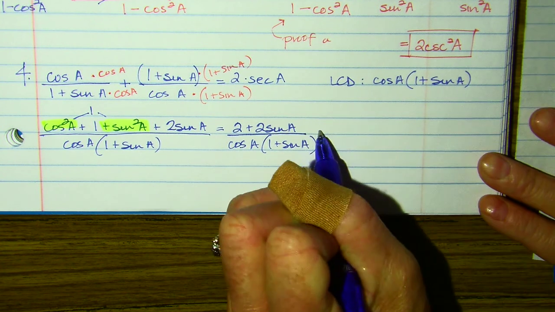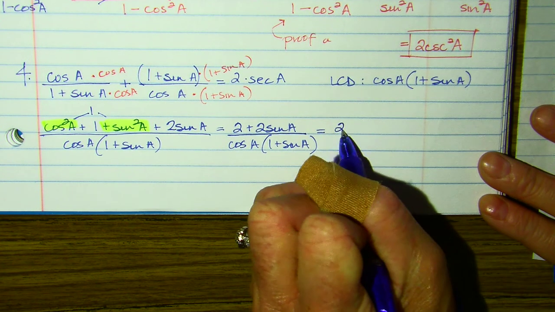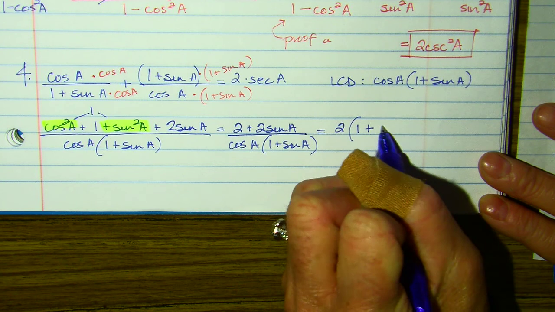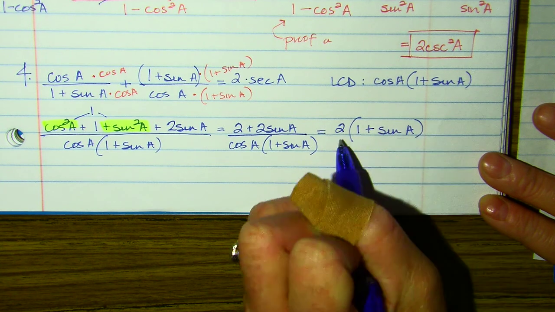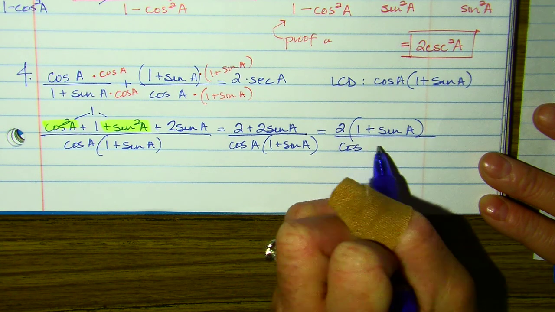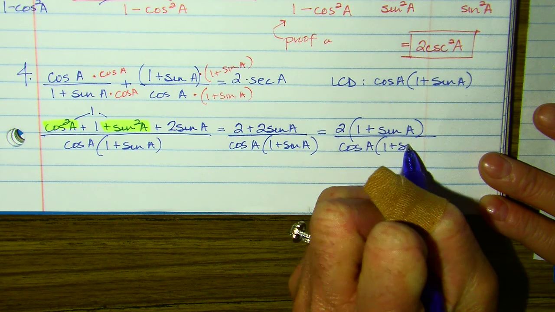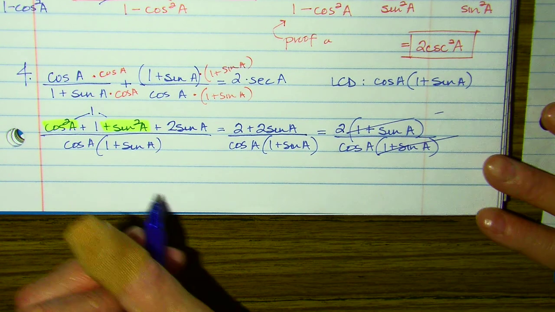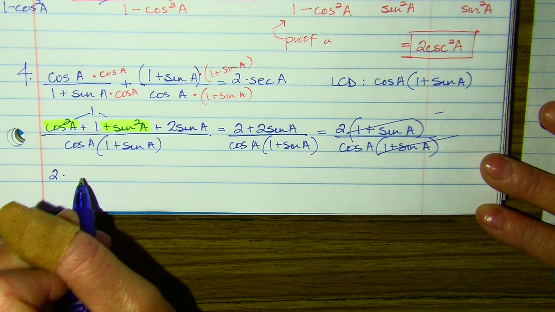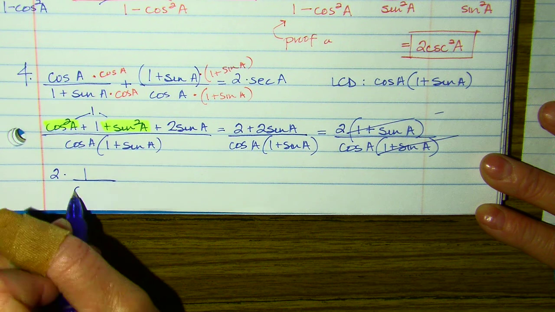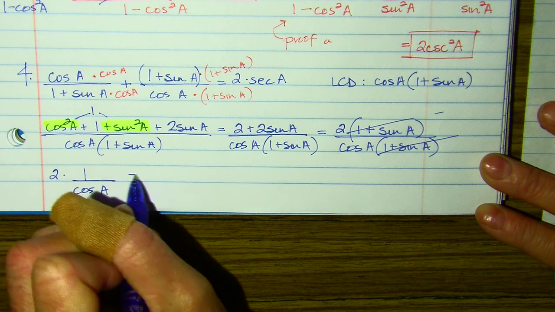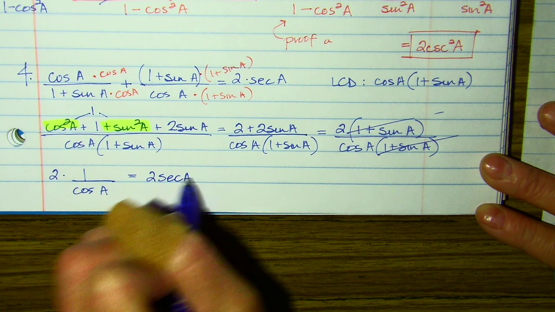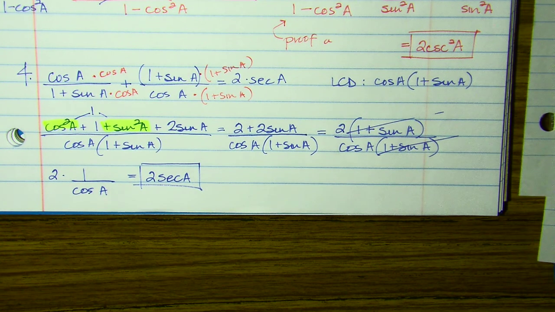Now I can factor the top. They both have a 2 in common. So I'm left with 2 times 1 plus sine of A. Hopefully you can kind of see what's about to cancel. So these are gone. And I'm left with 2 times 1 over the cosine of A. And 1 over the cosine of A is the same as secant of A. So we just proved it.